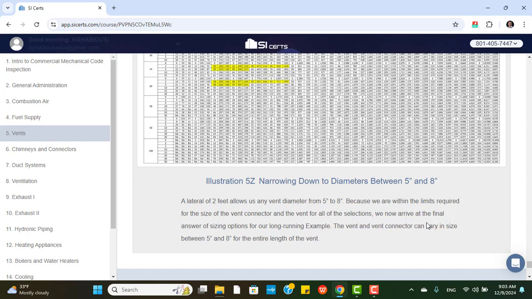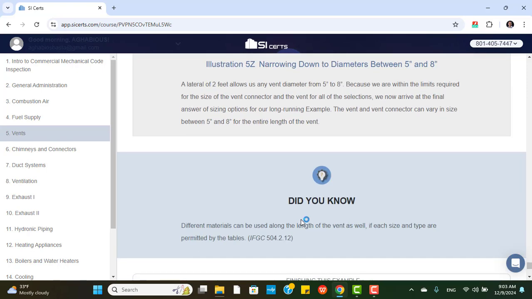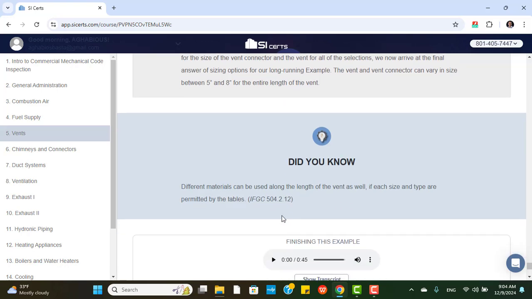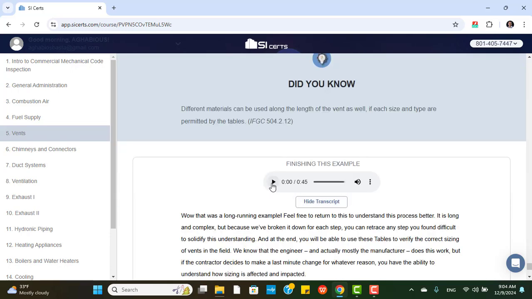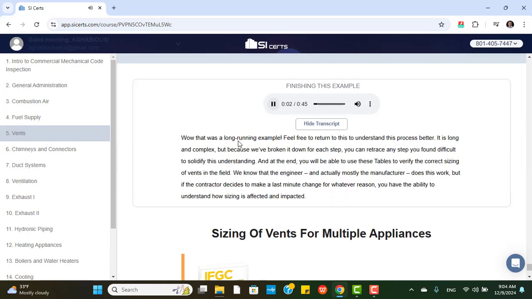We have now arrived at the final answer of sizing options for our long-running example. The vent and vent connector can vary in size between 5 inches and 8 inches for the entire length of the vent. Did you know different materials can be used along the length of the vent as well, if each size and type are permitted by the table? International Fuel Gas Code 504.2.12. Finishing this example. Wow, that was a long running example.